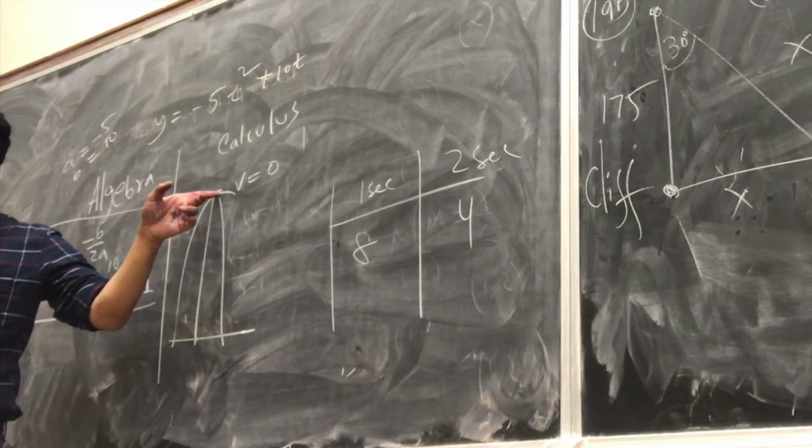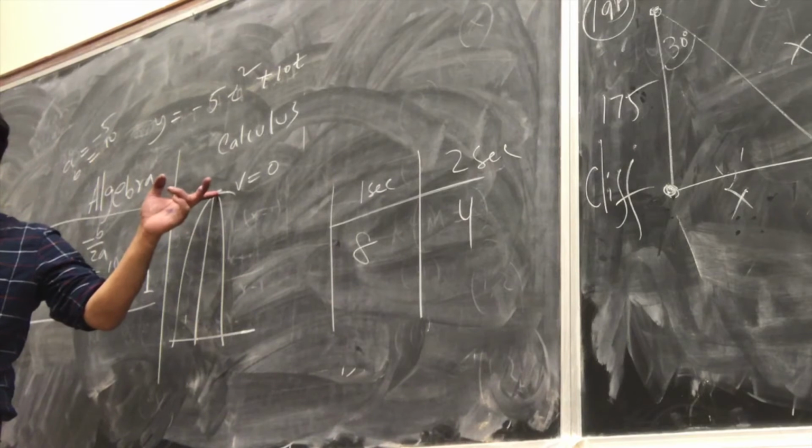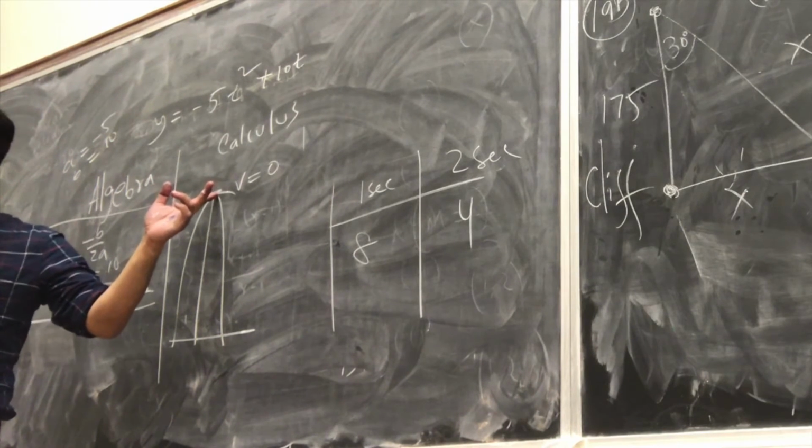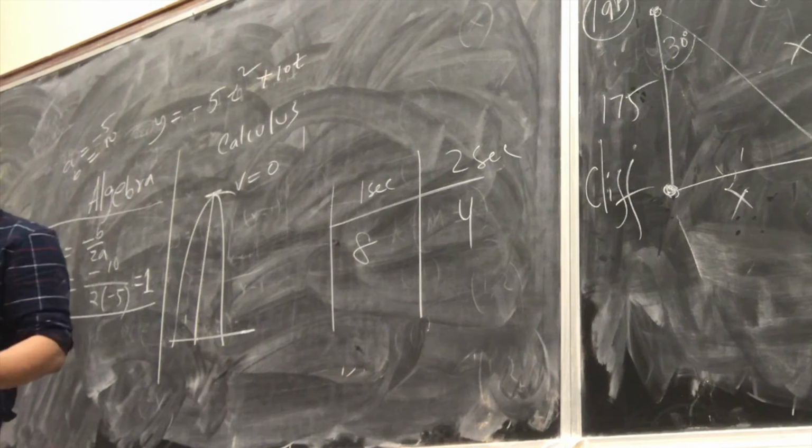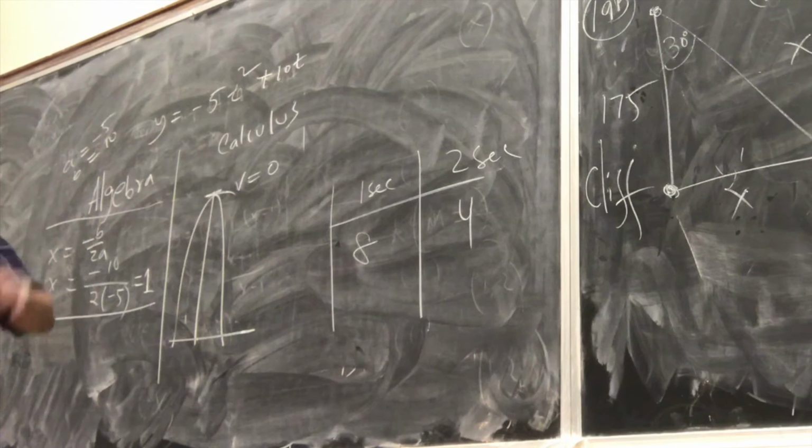All of a sudden, at the maximum height, what is the velocity of the chalk? 0. If its velocity is 0, it cannot go up anymore. It has to come down. We will talk about this many times. Okay, so that one makes sense.